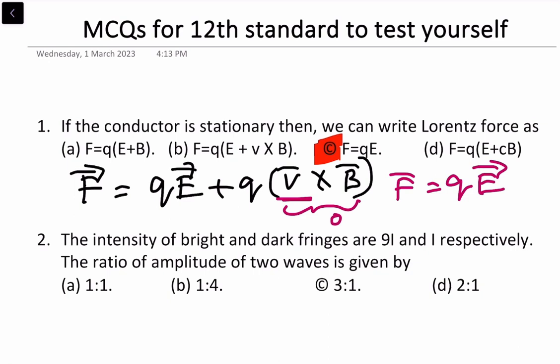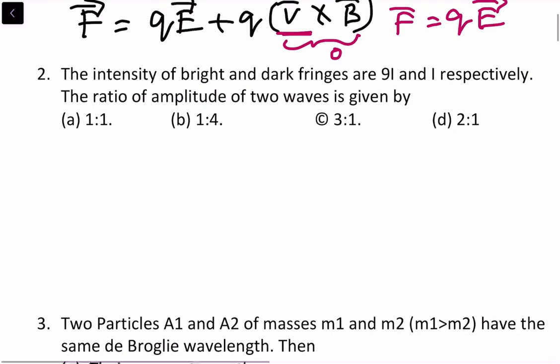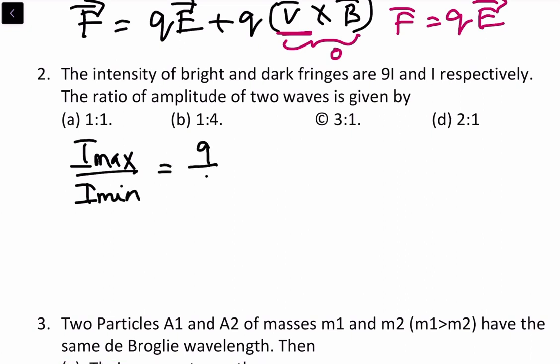So now let's go for the second problem. The intensity of bright and dark fringes are 9I and I respectively. The ratio of amplitude of two waves is given by. So what we can take is, they have given the ratio. So the ratio is I max to I min, that is maximum intensity, I max divided by I min, minimum, that is equal to 9 divided by 1.